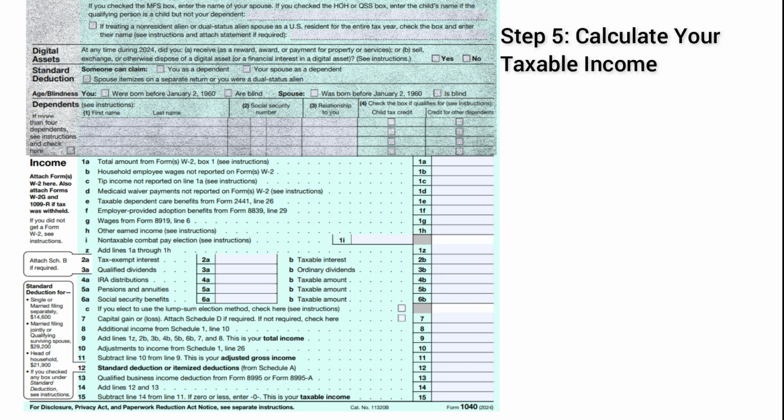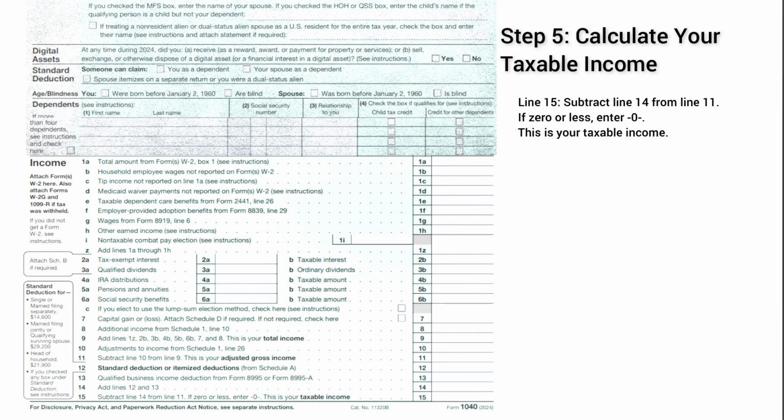Step 5. Calculate your taxable income. Line 15. Subtract line 14 from line 11. If 0 or less, enter 0. This is your taxable income.